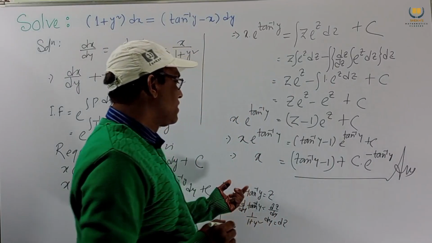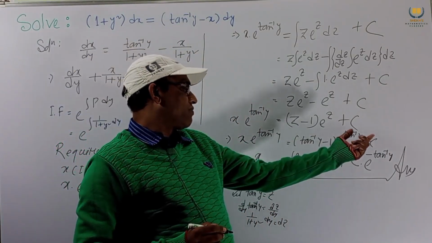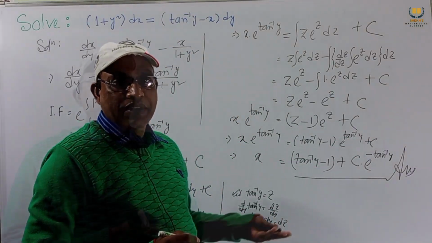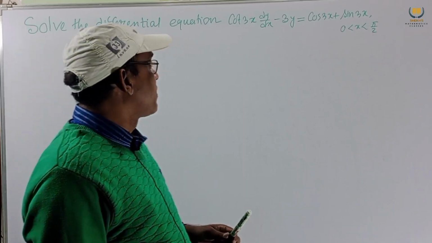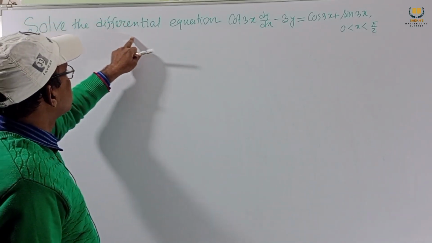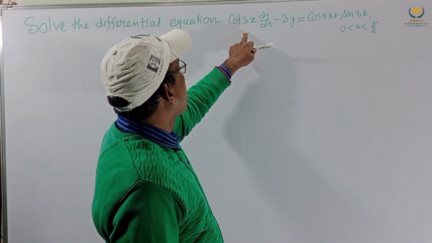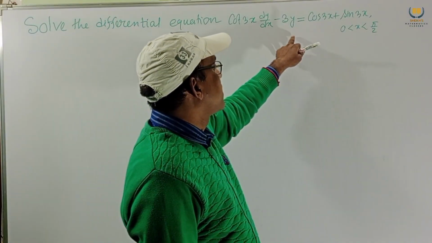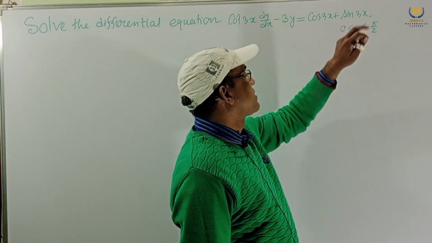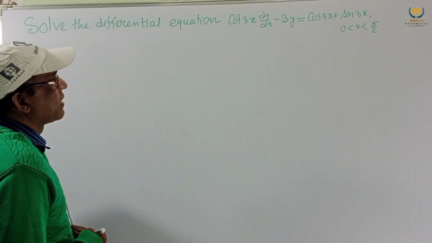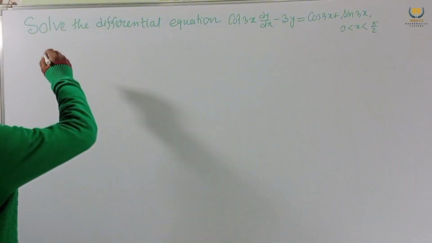Very easy solution, but this is x in terms of y. Very interesting. Consider another problem. This is also very easy. Solve the differential equation cot 3x dy/dx minus 3y equals cos 3x plus sin 3x, where x lies between 0 and pi by 2.